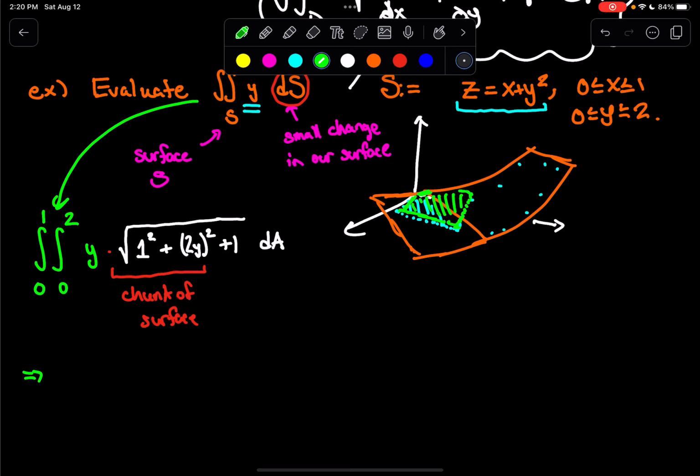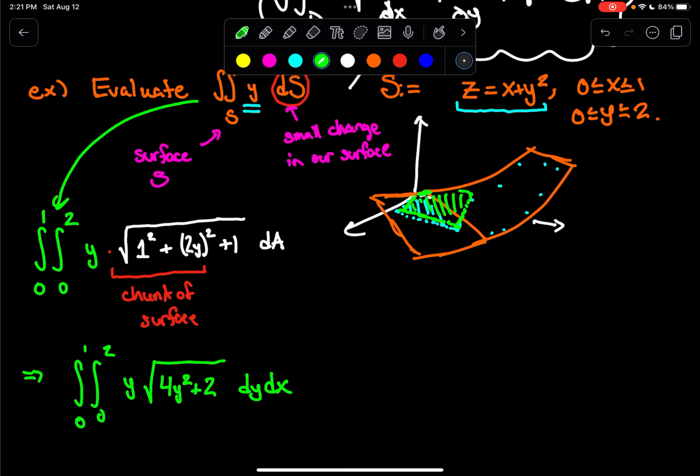And so this double integral we get set up as 0 to 1, 0 to 2, y times the square root of 4y squared plus 2 dy dx is how I have it set up. And I'm not going to go ahead and solve this because this is just calculus 2. This is a u substitution. This will not take too much effort, and we will hopefully get some answer, which I believe is supposed to be 13 root 2 over 3. Awesome.